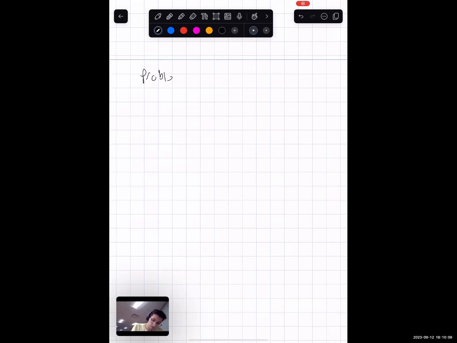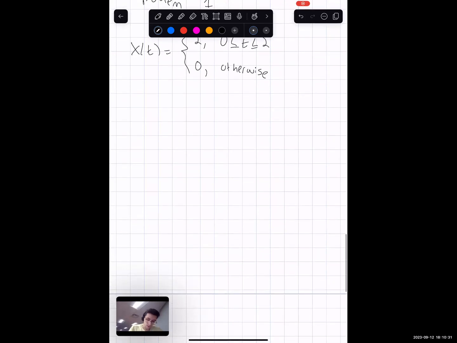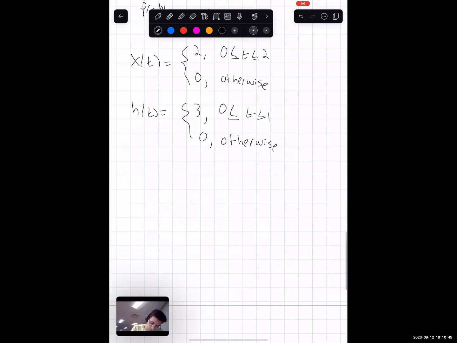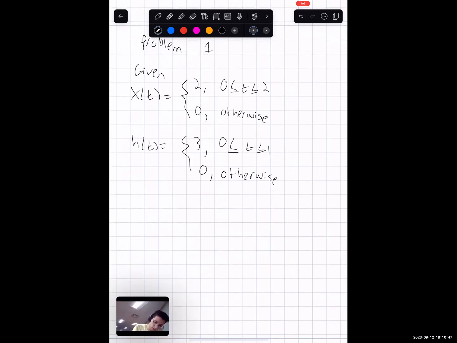Okay, so problem 1. Here we're given 2 signals. The x of t equals a piecewise function where it's equal to 2 for 0 less than t less than 2, and 0 otherwise. And then we're also given that h of t is equal to 3 for 0 less than t less than 1, and 0 otherwise. Okay, so this is given. This is what you would get on the actual problem.